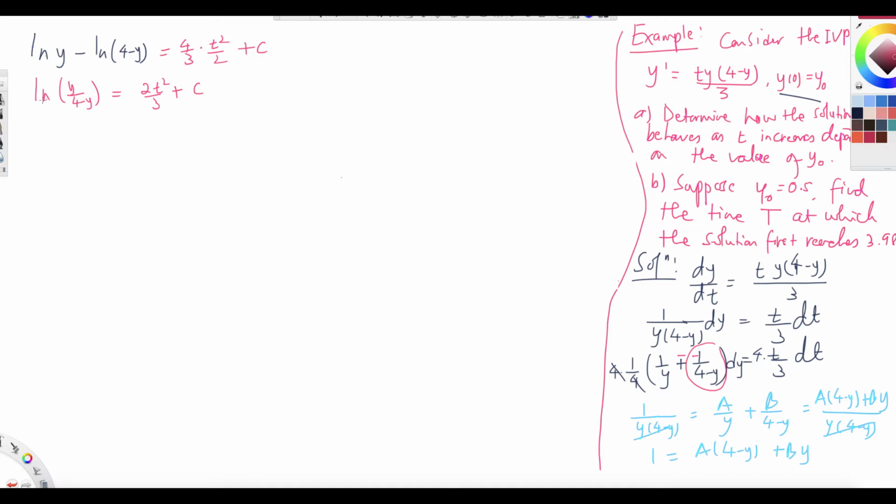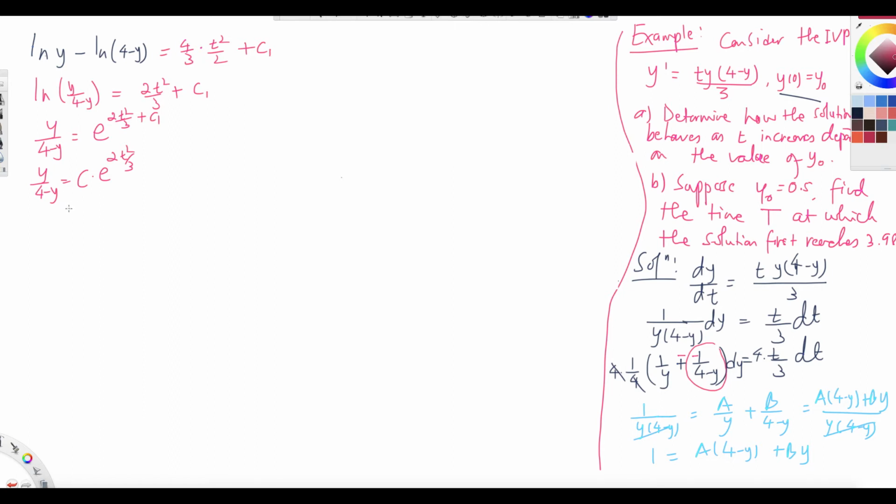Okay. So what I'm going to do next is write this natural log in exponential form. So you write y over 4 minus y equals e to the, let's write this as c1, e to the 2t squared over 3 plus c1, right? You can distribute this as e to the 2t squared over 3 times e to the c1, because there is a plus in the exponent. So you write e to the this times e to the that one. Okay, so e to the c1 is another constant. I am going to write that as c. So y over 4 minus y equals c times e to the 2t squared over 3.